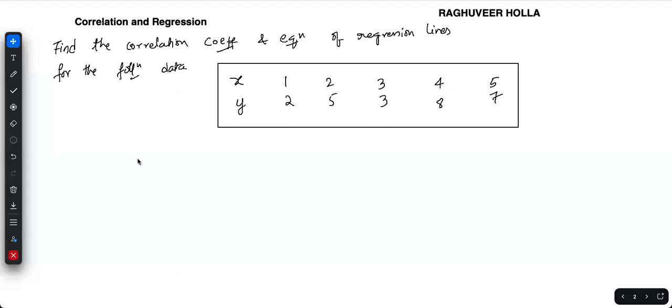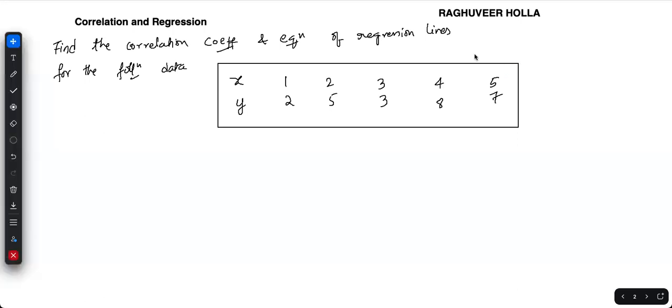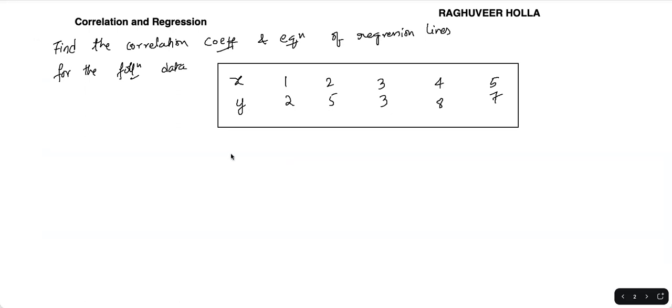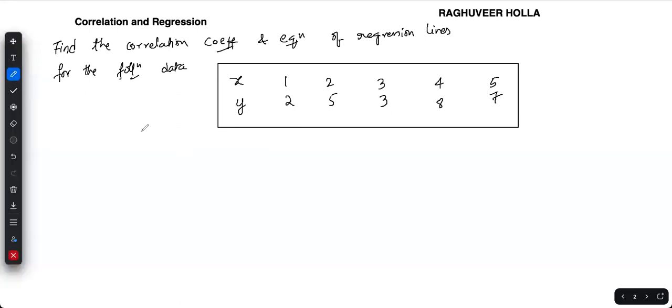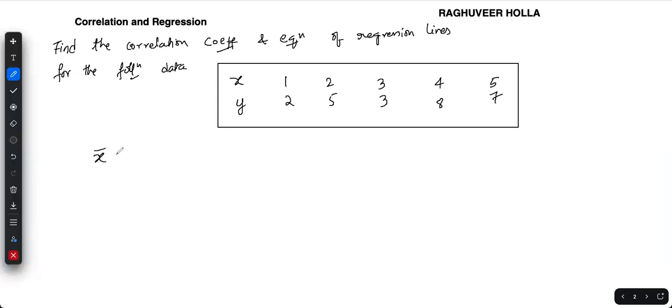To solve this problem, here you have to find the correlation coefficient and the equation of the regression lines of the following data. Data is given here, x and y. So let us first find what we require, x bar, that is the mean. Here I can find n is 5, so that is summation xi divided by n.